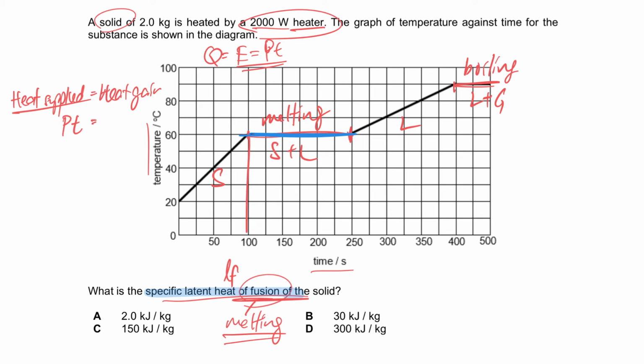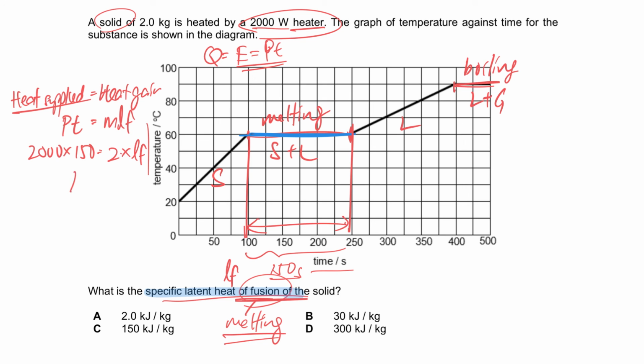And it is important to take note of the time here. The time where the melting takes place, where the latent heat of fusion is being transferred into the substance, is only for 150 seconds. So on the other side here, that will be your m LF, the latent heat of fusion that's being transferred in. So the power is 2000, and as mentioned, the time taken for the melting process is only 150, and the mass of the solid is 2 kg, times the LF, the specific latent heat of fusion that you're going to find.